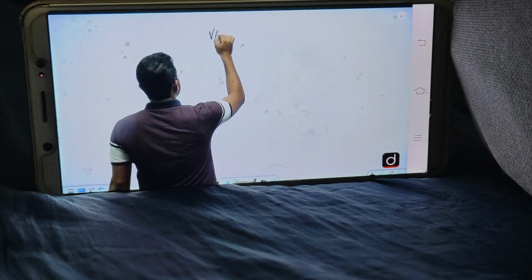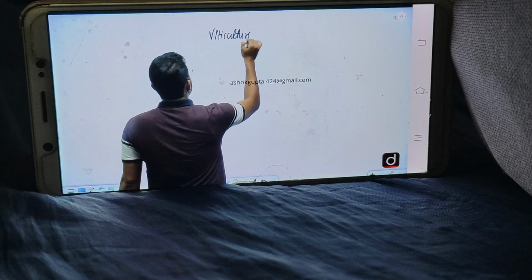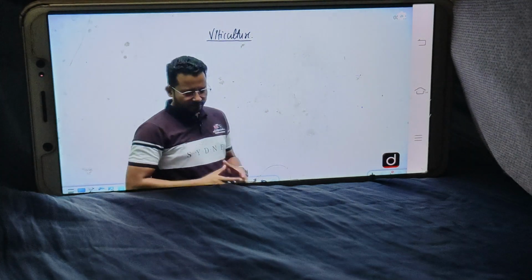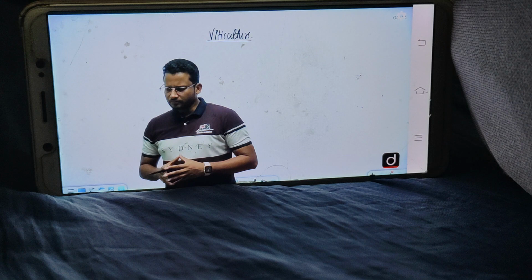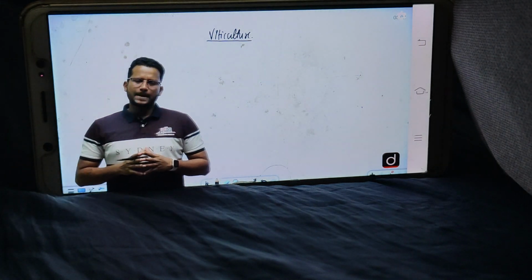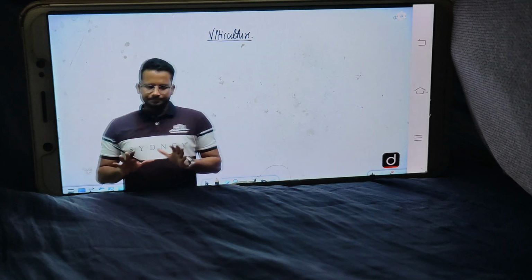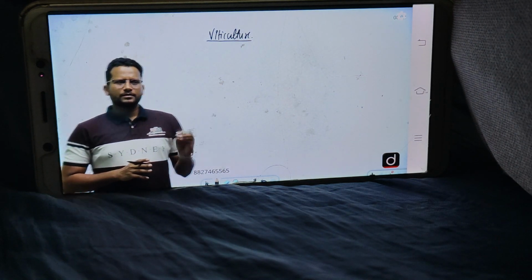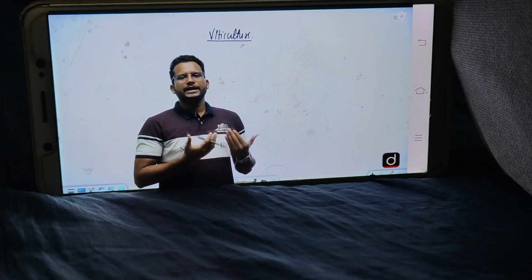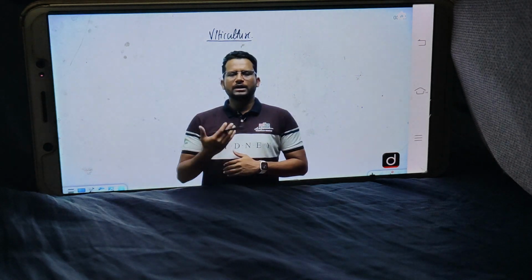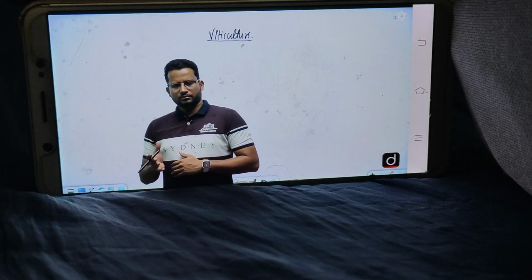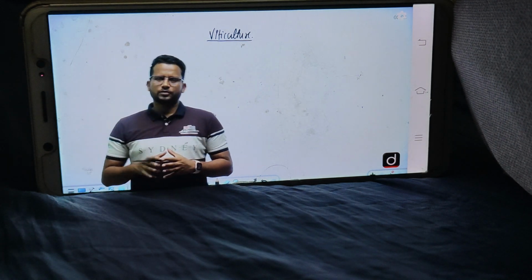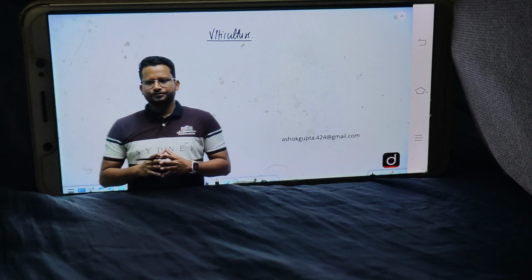So the first activity is viticulture. The first activity is viticulture. Now, if we are talking about viticulture, for simple understanding, you can say viticulture simply means cultivation of grape. Okay. And generally you can say the process of wine making, it is also included.